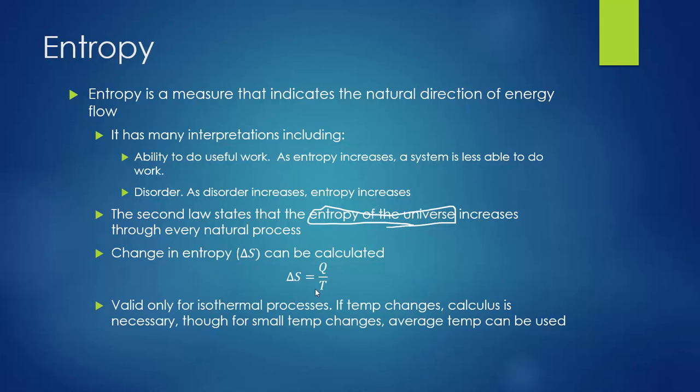This equation is valid only for isothermal processes, which means the temperature needs to remain constant. If the temperature changes, we have to use calculus so we can sum up the heat changes at every different temperature, or we can estimate fairly closely for small temperature changes by, instead of using that whole summation, just averaging the temperature and using that. And we're going to look at an example that does that as well.